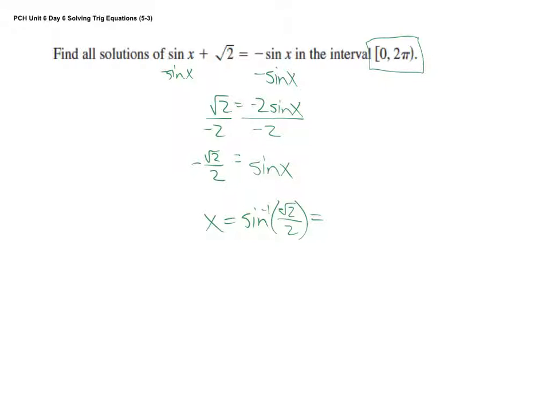So what's the angle with the reference angle of pi over 4 in the third quadrant? 5 pi over 4.